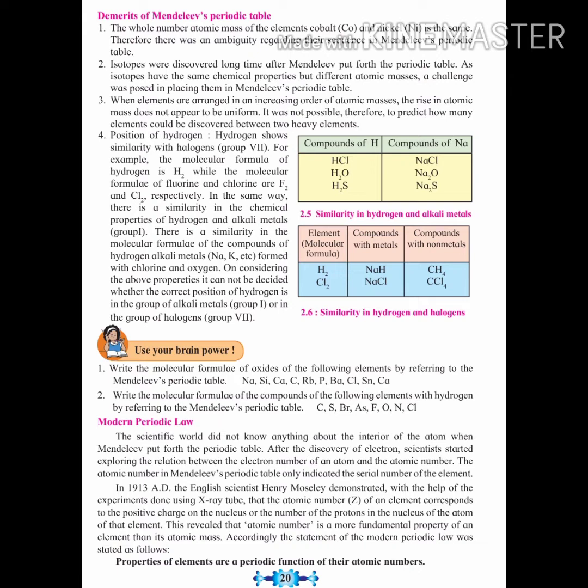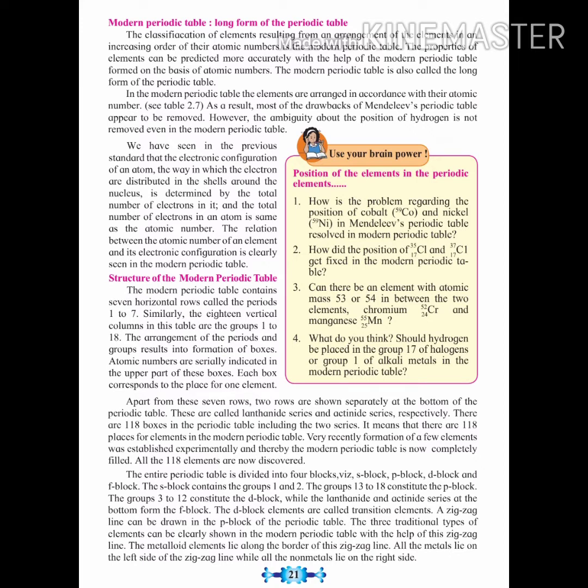For isotopes also, isotopes have the same atomic number and different mass numbers, so the places were kept the same even though their mass numbers were different. So that was also a problem. All these were taken into consideration and well established in the modern periodic table that you will see. Electron number of the atom and atomic number: in Mendeleev's periodic table, the atomic number only indicated the serial number of the element, but it wasn't sure that this could be the most basic way to classify the elements.